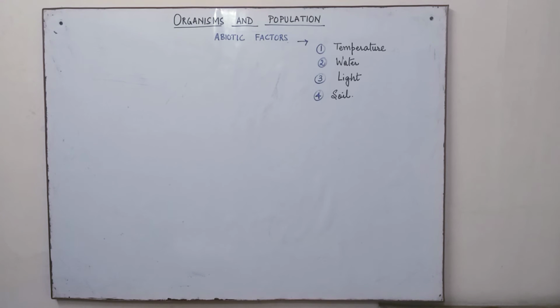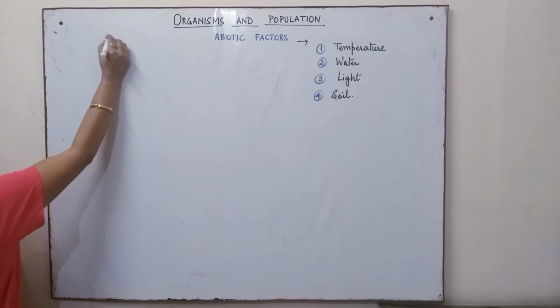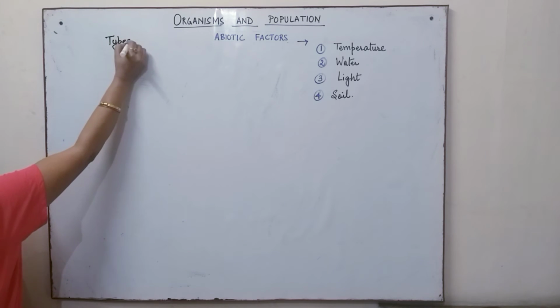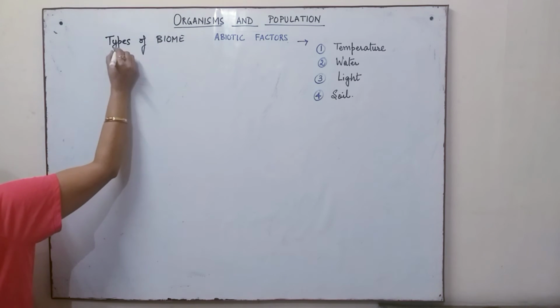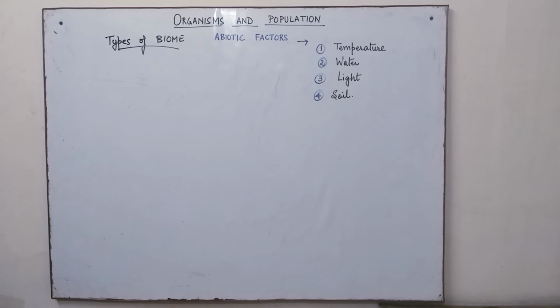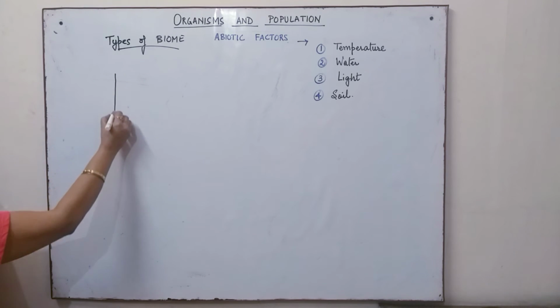Now, let us understand the formation of various kinds of biomes. So temperature and water we have studied. Now based upon that, because these two are major, we have the formation of biomes due to the temperature and water. So let us first understand through the diagram.